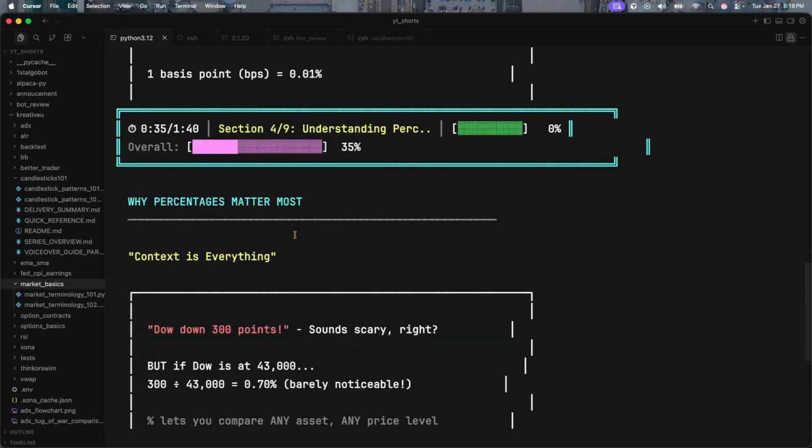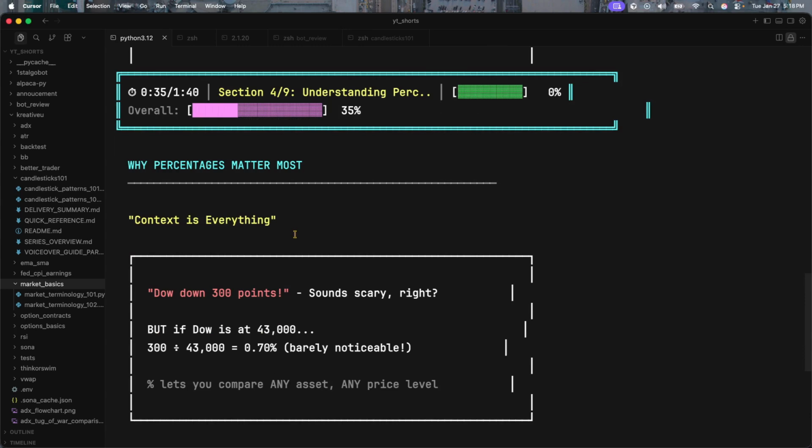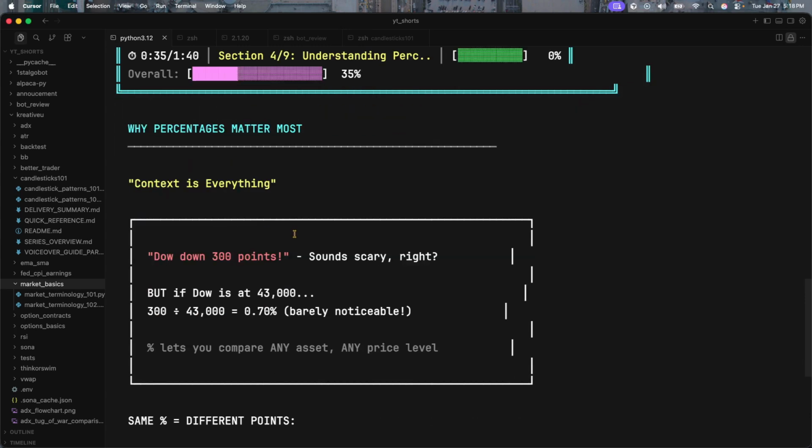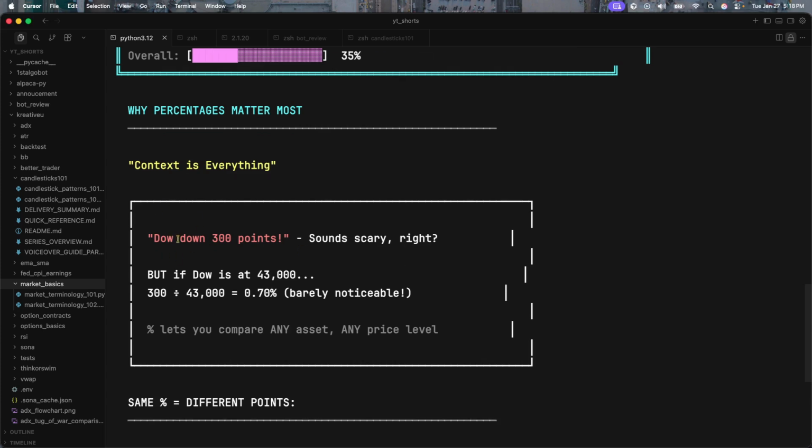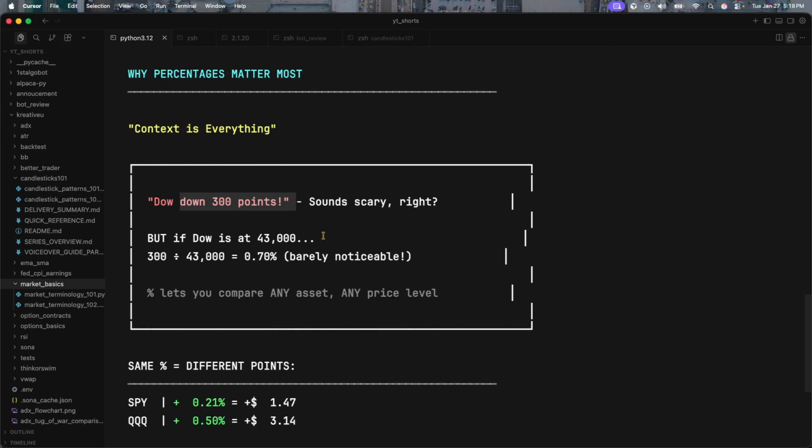Now, why do percentages matter the most? Context is everything when it comes to understanding what the market is telling us, right? If we hear that the Dow is down 300 points, that sounds scary, right? But if the Dow is at 43,000, 300 divided by 43,000 is 70 bips, or 0.70%, barely noticeable. So percentages let us compare any asset at any price level.